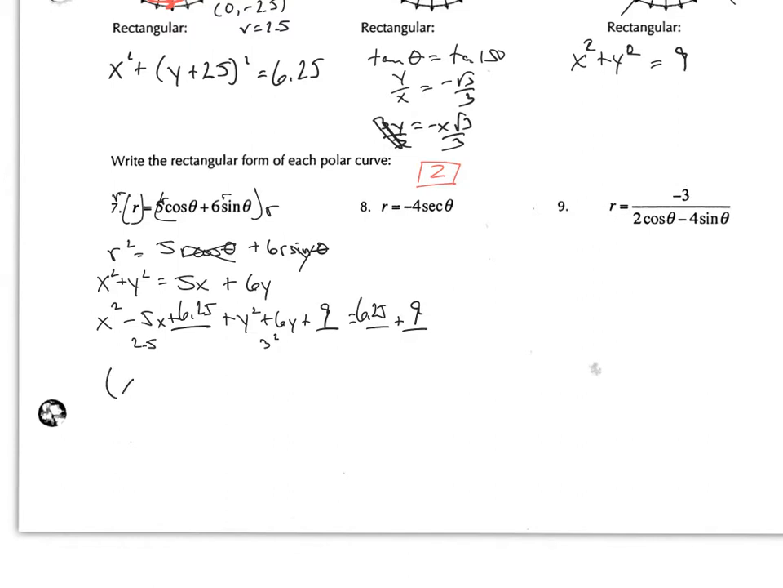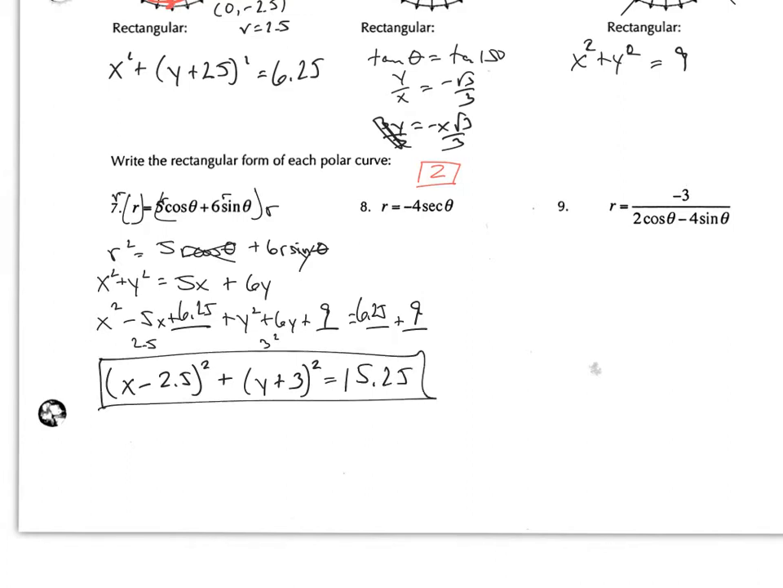The rule is letter, first sign, number, squared on the outside, plus letter, first sign, number, squared, and of course we just add this up on the other side, 15.25. This is the rectangular form of that circle.